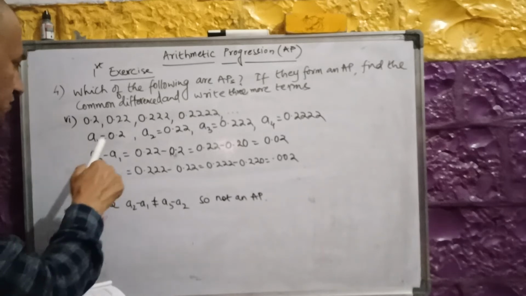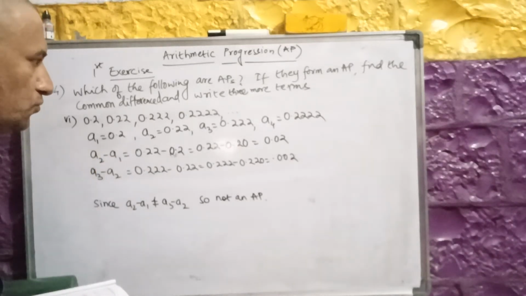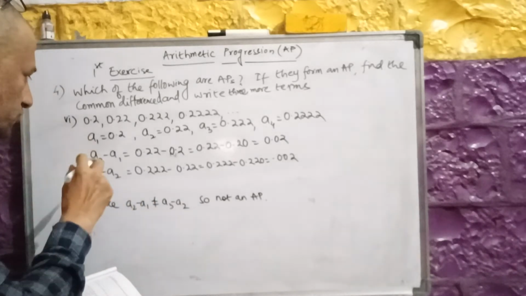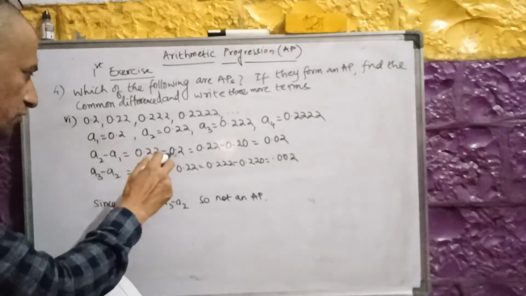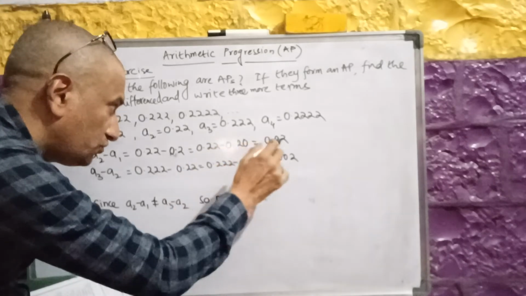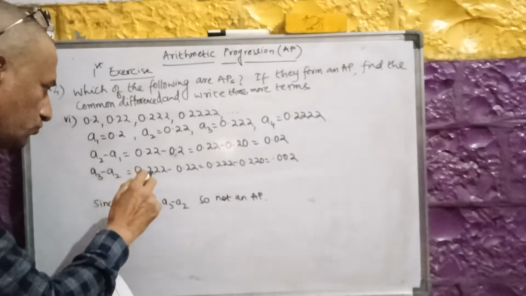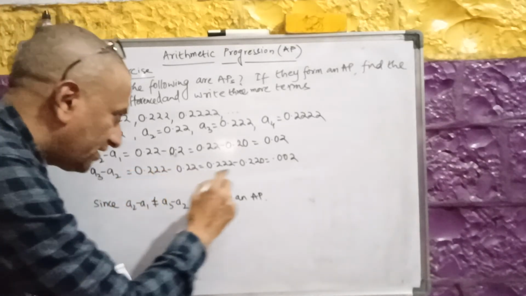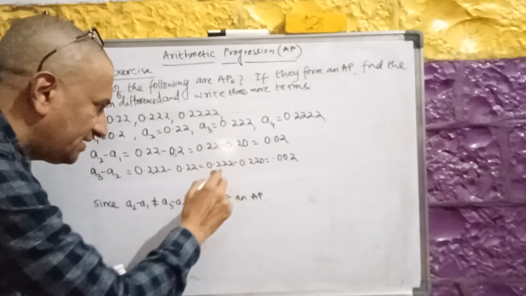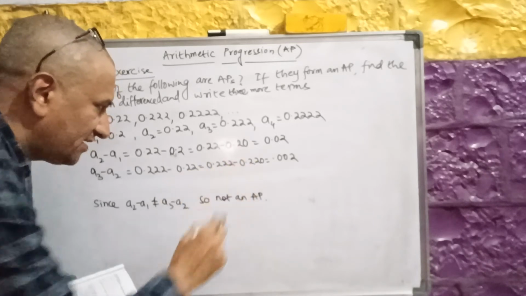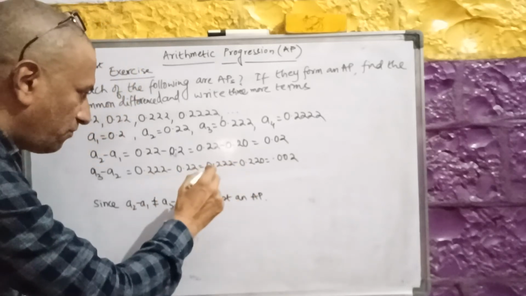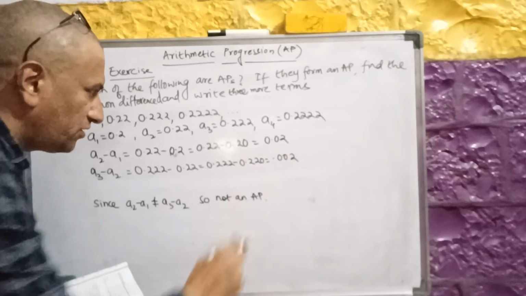Okay, now a1 is 0.2, a2 is 0.22, a3 is 0.222, a4 is 0.2222. If we find the difference between two consecutive terms, a2 minus a1, 0.22 minus 0.20, we get 0.02. In the same way, a3 minus a2 is 0.222 minus 0.22. We can write 0.22 as 0.220, because here after the decimal point there are three digits and there are only two digits in 0.22, so we add an additional zero to make an equal number of digits for both. So 0.222 minus 0.220 gives 0.002.